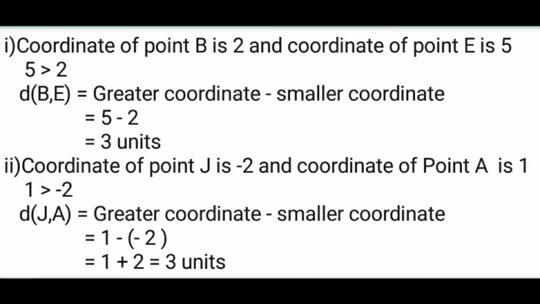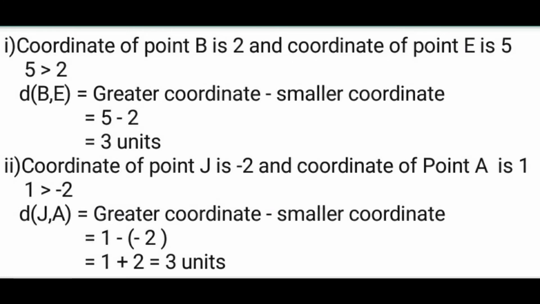First we'll find out distance BE. What is the coordinate of point B? See the number line. Coordinate of point B is 2, coordinate of point E is 5. First we'll find out which one is the greater coordinate. Definitely 5 is the greater coordinate, 2 is the smaller coordinate. So distance BE is equal to greater coordinate minus smaller coordinate, that is equal to 5 minus 2, that is equal to 3 units.